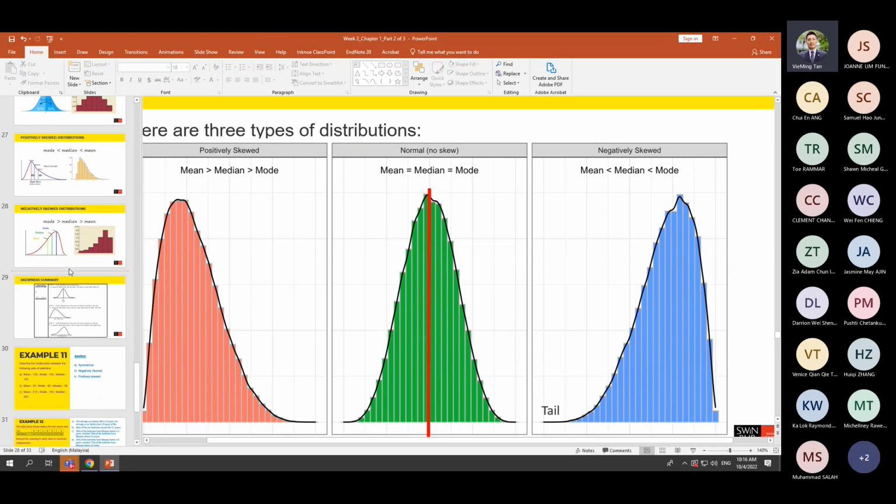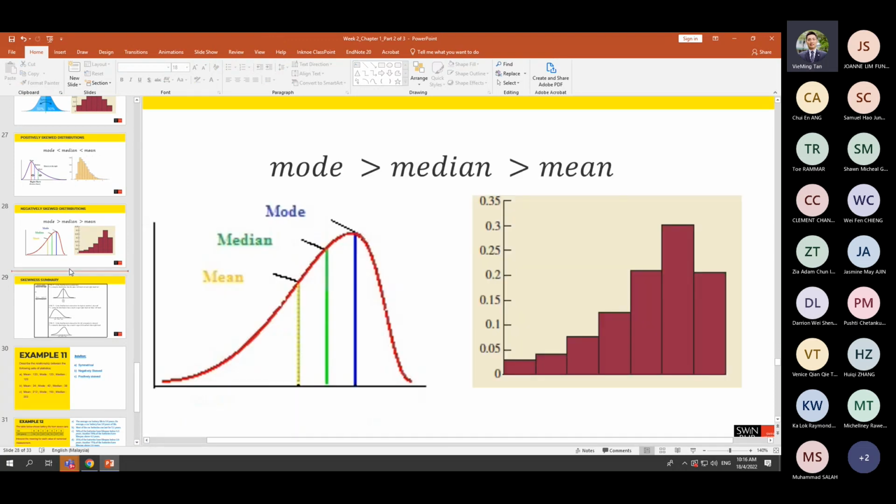Okay, any characteristics that we can observe from the negatively skewed data? This is the example. The tail is on the left-hand side now. Any special thing about this negatively skewed data? Where is the median? Median is still always in the middle, the middle of the diagram. Here, the green color is the median.